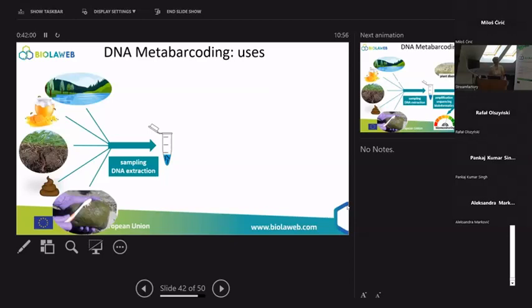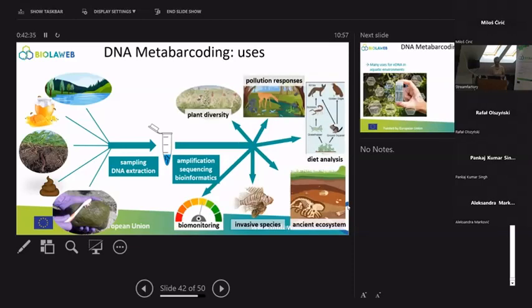So now if we go to the uses of DNA barcoding, metabarcoding, you can take samples from many different environments. Of course, here we are more here to speak about aquatic ecosystems, but you can also take samples from honey, for example. You can take samples from soils. You can take samples from feces. You can take samples in aquatic environments. You can take samples from biofilms and probably many others that I have not presented here. And what do you do with that?